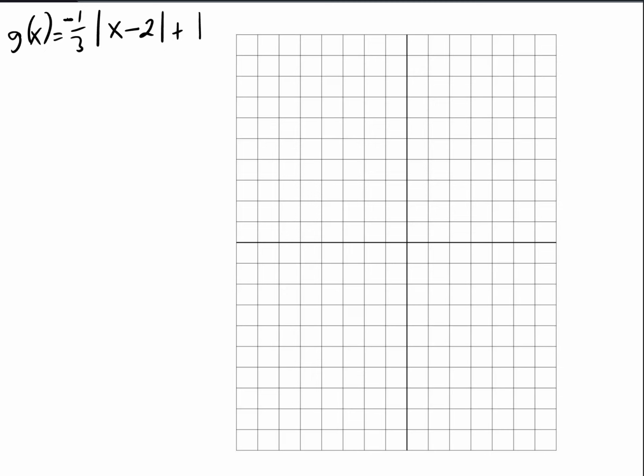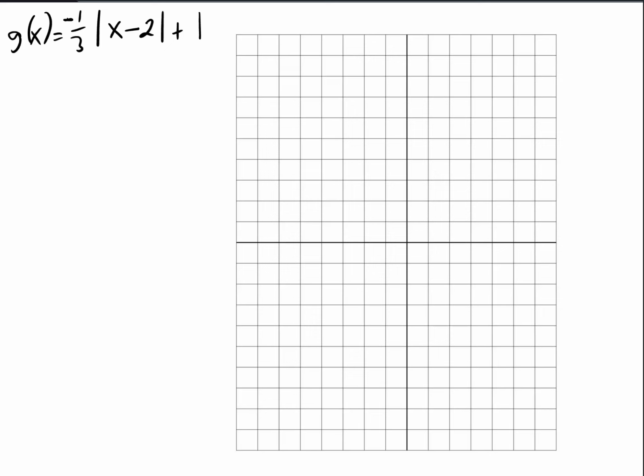In this video, we're going to do yet another graph of a function using transformations. So the function we're interested in graphing this time is g of x is equal to negative 1/3 times the absolute value of x minus 2, and then plus 1.